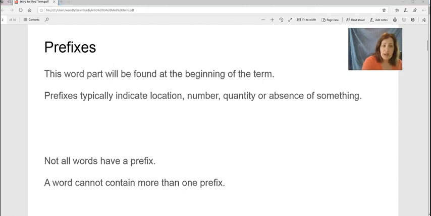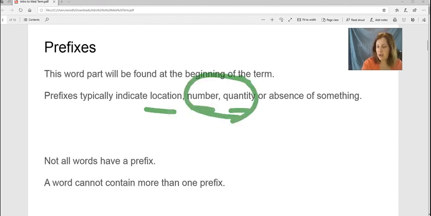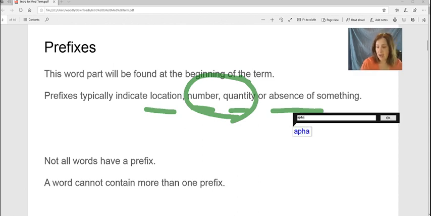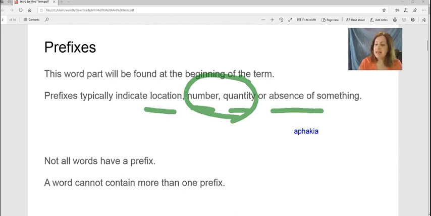Prefixes, if there is one, indicate a location, a number, a quantity, which kind of are the same thing, or the absence of something. For example, the term aphakia. And it's okay that you're like, I've never heard of that word. That means absence. The A at the beginning means without. Phakia is a lens in your eye. So without a lens is what this word means.